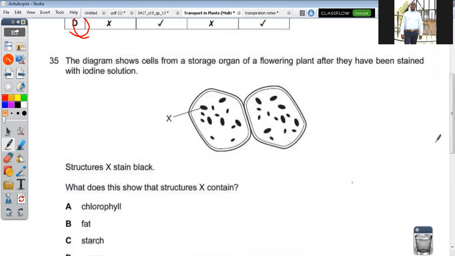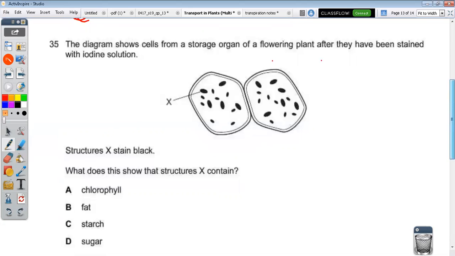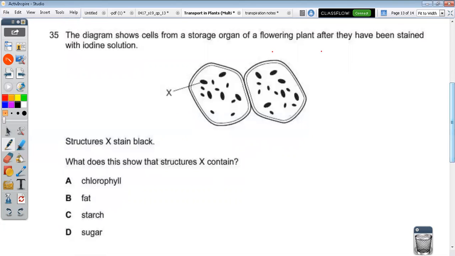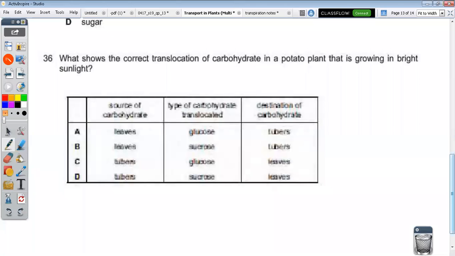Now the diagram shows you a cell from a storage organ of a flowering plant, after having been stained with iodine solution. Which structures X stained black? What does this show that the structures X contain? So they are stained black. What do you know about iodine? If it's blue black, it means starch is present. It has nothing to do with transpiration. It was just thrown there. Clear? Someone was saying they were not seeing clearly.